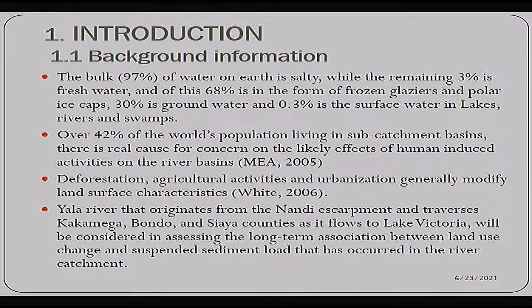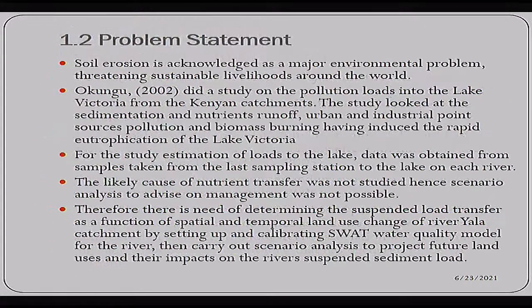Now, River Yala passes through about 4 sub-counties right now: Kakamega, Bondo, Siaya, and Nandi. There is a study by Jerry which looked at this river specifically, but he was sampling points. He sampled all the rivers going to Lake Victoria at the entrance of the rivers, at the mouth of the rivers.